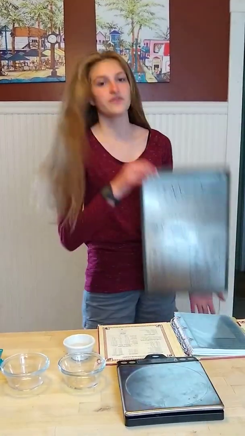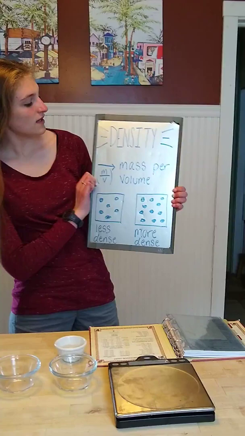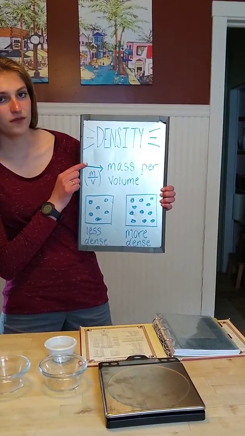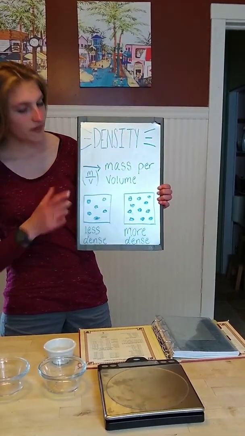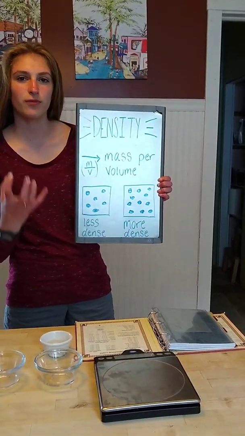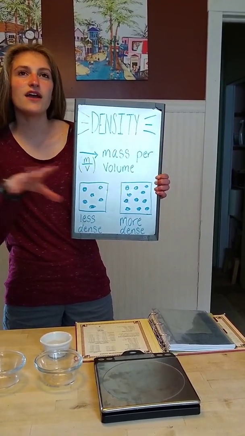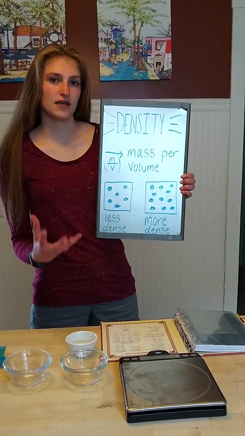Today I'm here to teach you guys about density. So, density is the amount of mass per volume, m over v. And what that means is mass is a whole bunch of little particles, right? It's the entire amount of particles in a substance, okay?